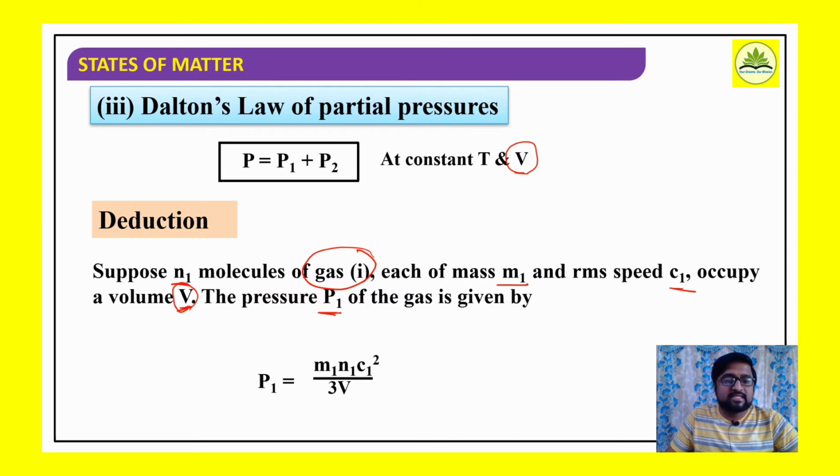So what we know from the kinetic gas expression is PV is equal to 1 by 3 mnc square. So here for the first gas, pressure is P1, volume is the common V, mass is M1, number is N1, and speed is C1 square. So P1V is equal to 1 by 3 M1 N1 C1 square. Equating for P1, P1 is equal to M1 N1 C1 square divided by 3V.